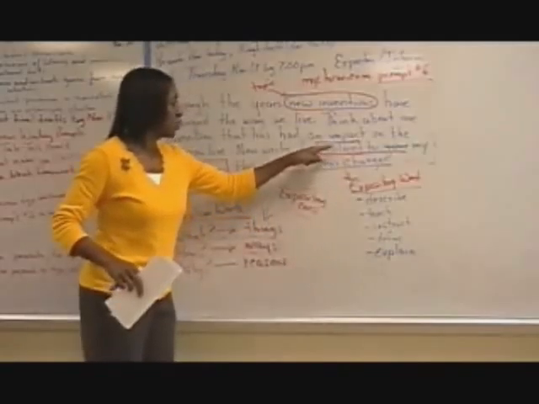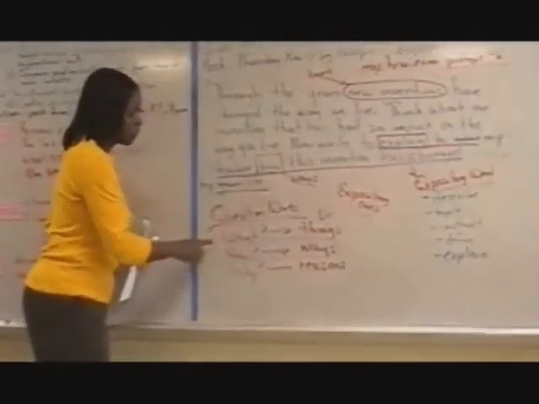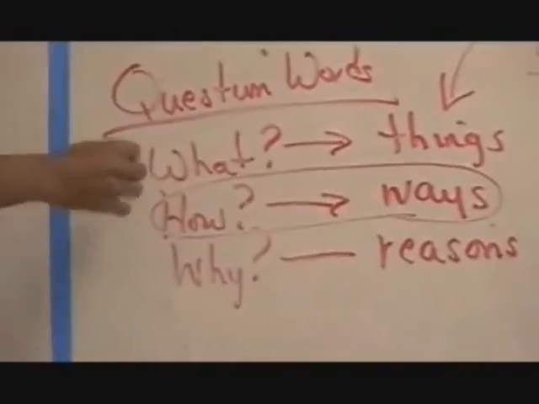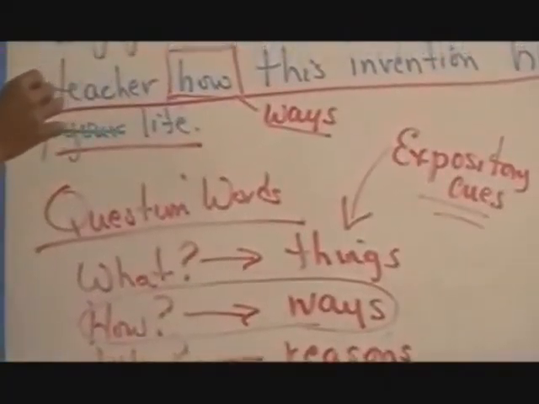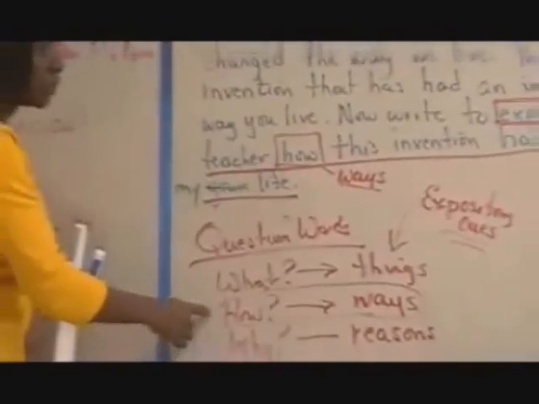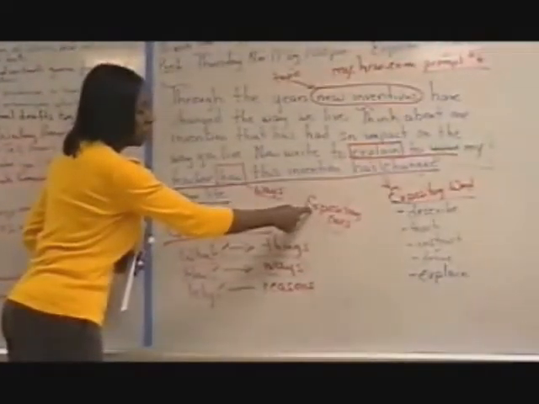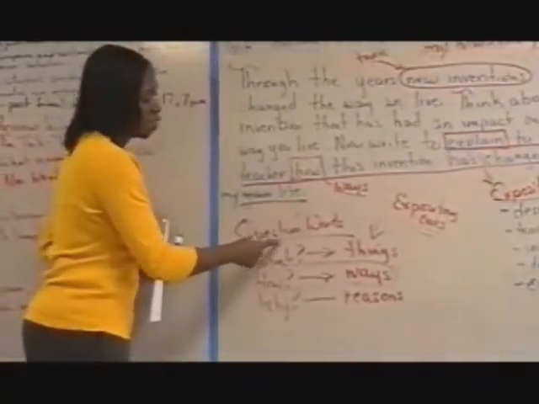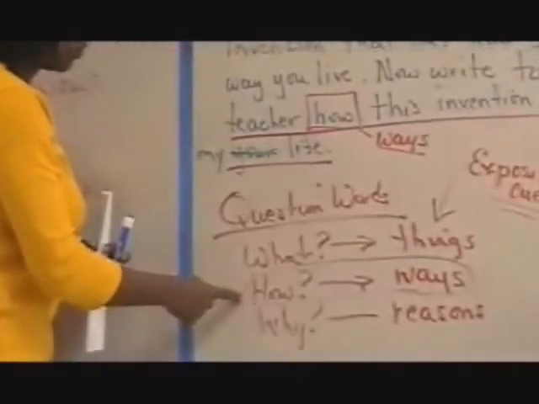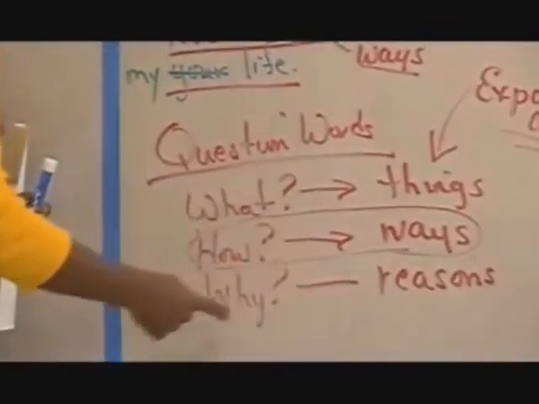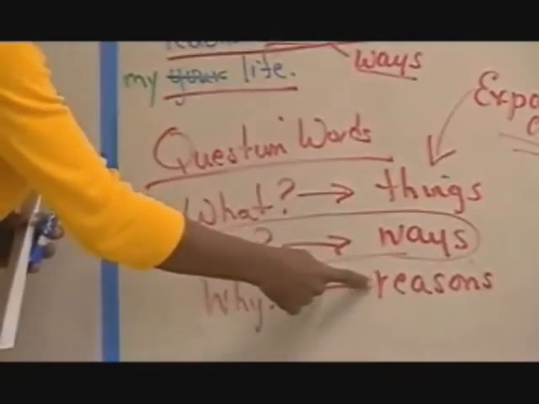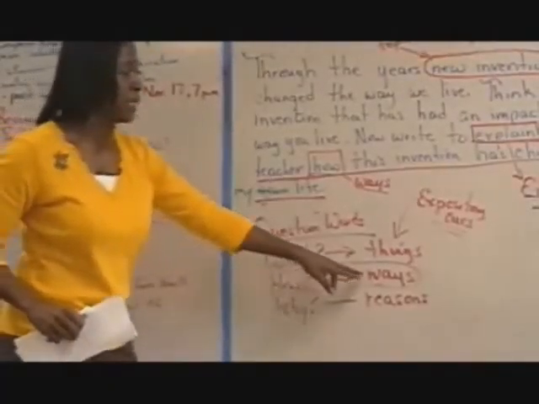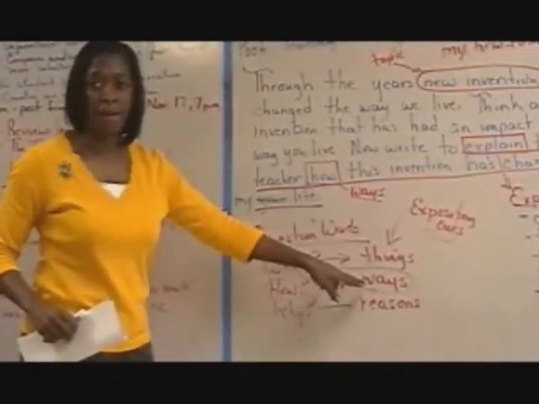Now when we move from expository words, I want to talk about question words. If you experience any of these question words in your prompt, what, how, or why, I also want you to put a rectangle around those words as well. It's going to let us know what we're going to write about. If you have the question word what, it's going to ask you to write about things. If you have how, it's going to ask you to write about ways. If you have why, it's going to ask you to write about reasons. So right now we have a how prompt, and because it's asking for how, it's asking about ways. Does everybody understand that? Okay.